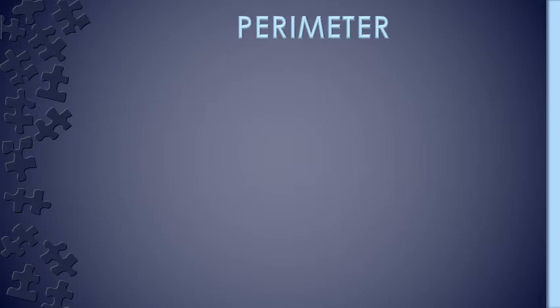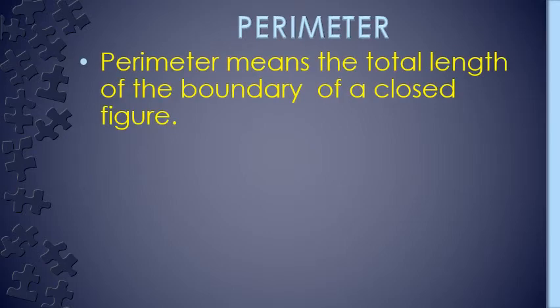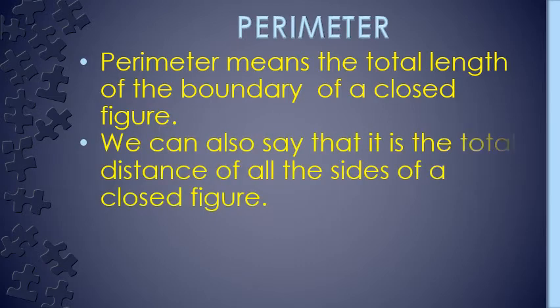Children, in your previous class, you have already learned what is a perimeter and what is an area. So, let's revise or learn it further. Perimeter means the total length of the boundary of a closed figure. Or we can also say that it is the total distance of all the sides of a closed figure.